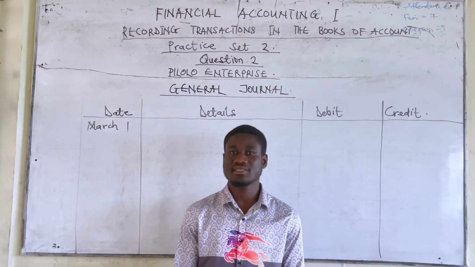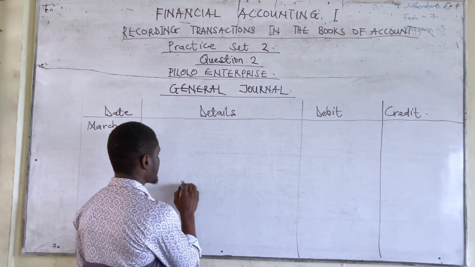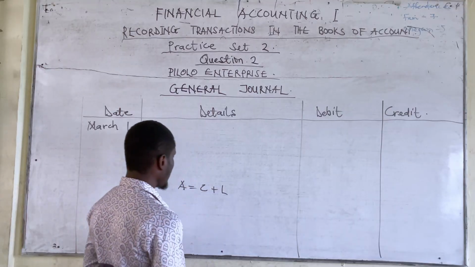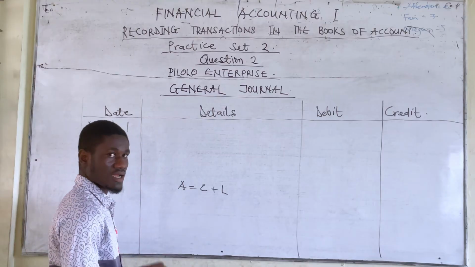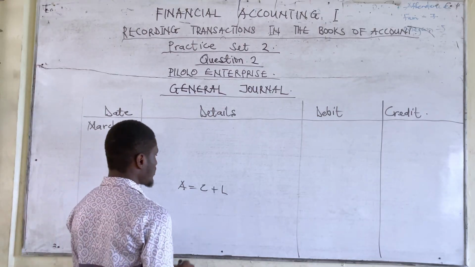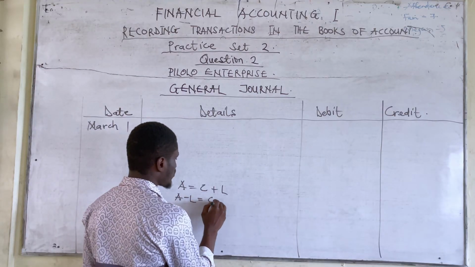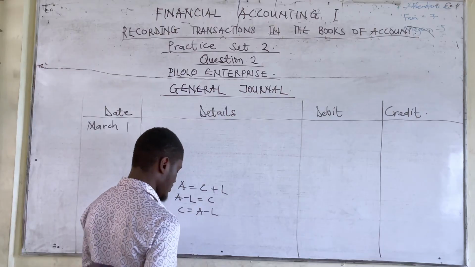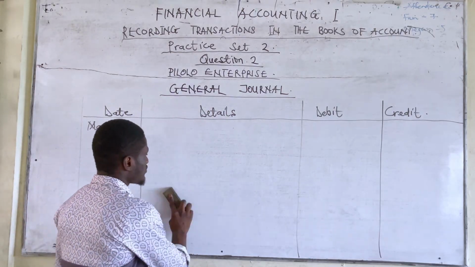So how do we get our capital? We know that assets is equal to capital plus liability. So if we have our assets, we have our liabilities, how do we get our capital? We are going to what? Less the liabilities from the assets to get what? Capital. So the capital is equal to the assets minus the liabilities. You get it? Good. So let's move on.